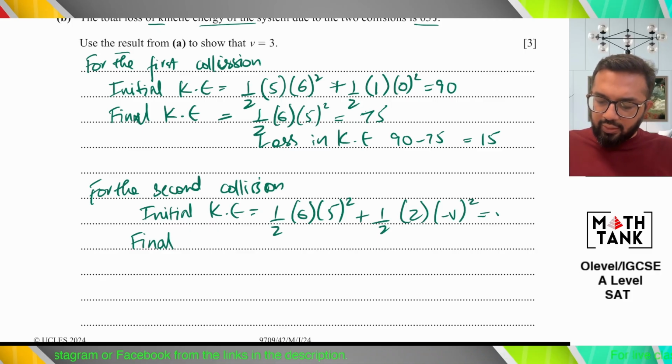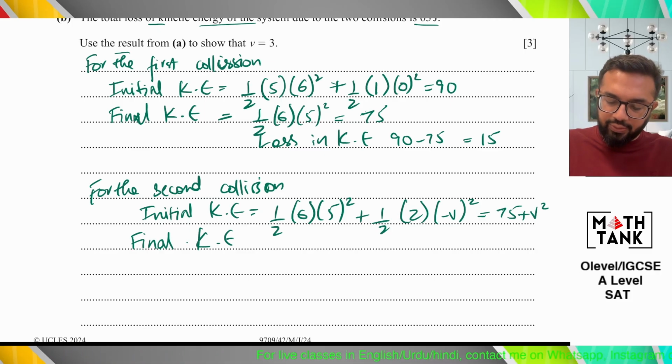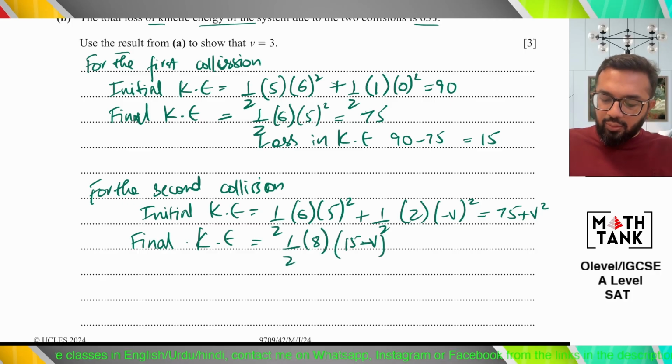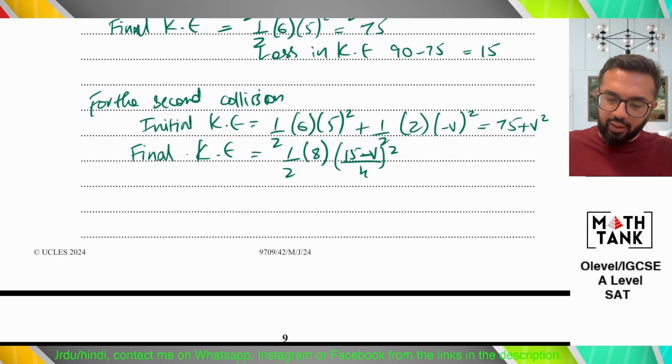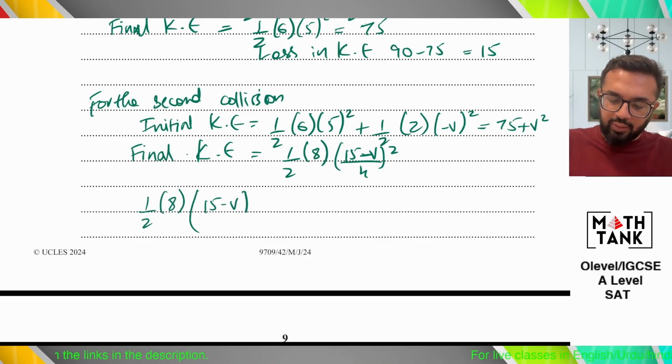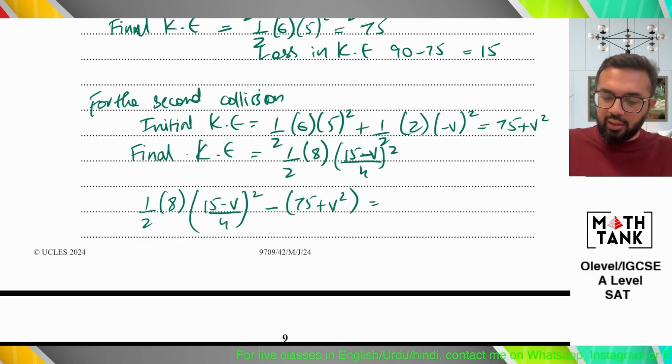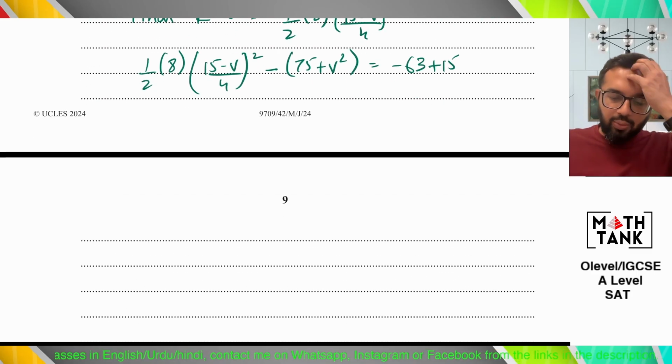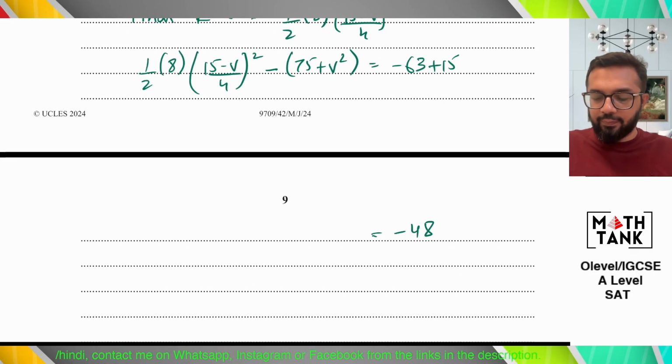That was 75 plus v squared. Final KE was half into 8 into 15 minus v over 4 squared. Okay, so since 15 was already lost, can I say that half into 8 into 15 minus v over 4 squared minus 75 plus v squared is equal to minus 63 plus 15, which is compensated loss. So the net remaining loss was minus 48.